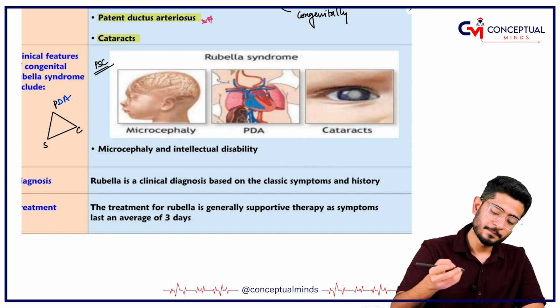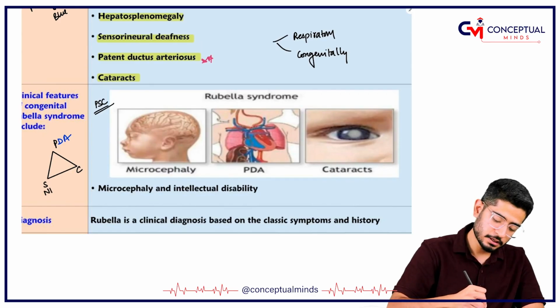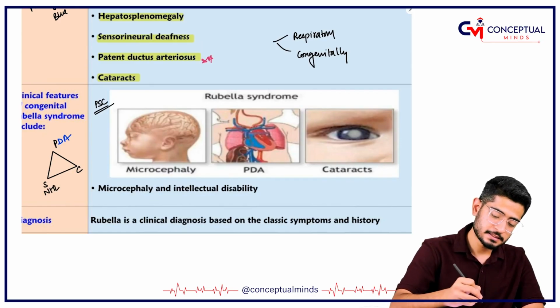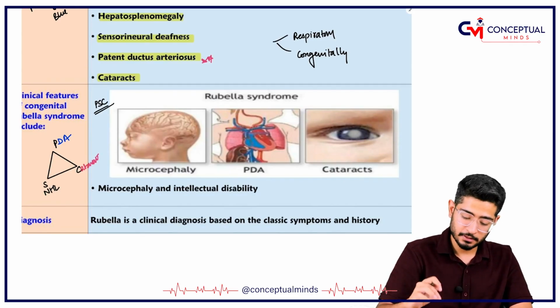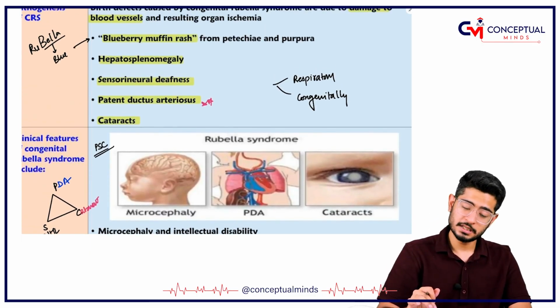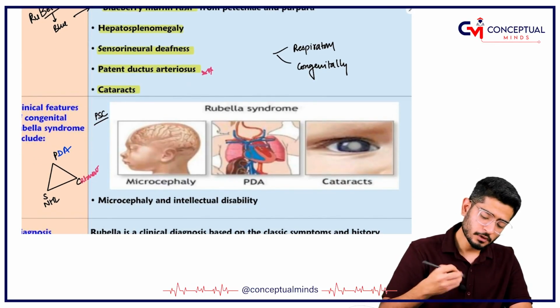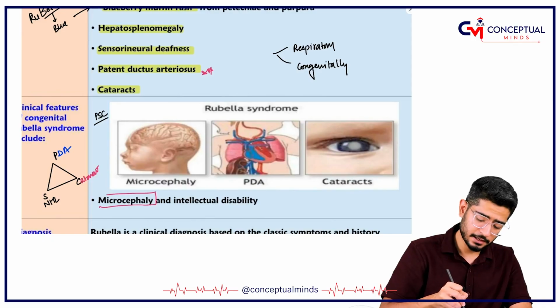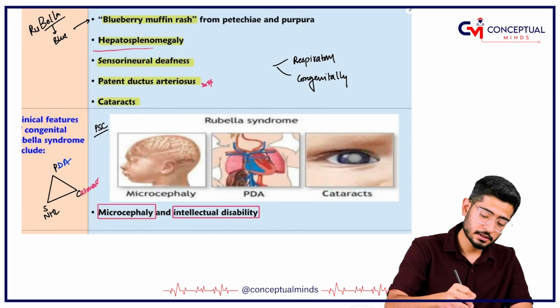What is S? S is sensory neural hearing loss. And what is C? C is actually the cataract, or the congenital cataract. Now one thing I would like to teach you, other than this posterior subcapsular cataract. One is the microcephaly, which is associated with this. Other is the intellectual disability, which is associated with this.